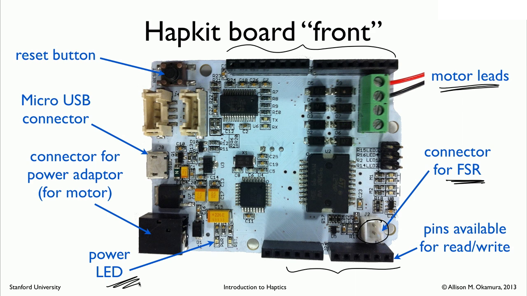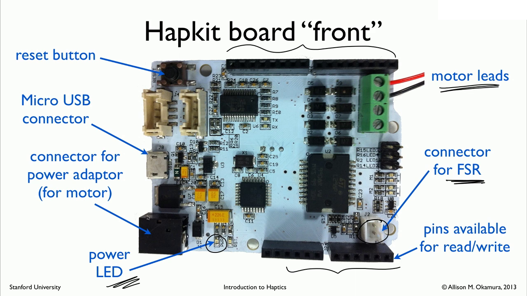Now on the left side of the front of the board, let's start from the bottom. We have a power LED. LED, as we'll see later, stands for light emitting diode, and it basically means a little light that will turn on, in this case, when the board is powered. You can get power both through the USB from your computer as well as from the power adapter for the motor. If you expect that your board is plugged in, you should see this light up as a green LED.